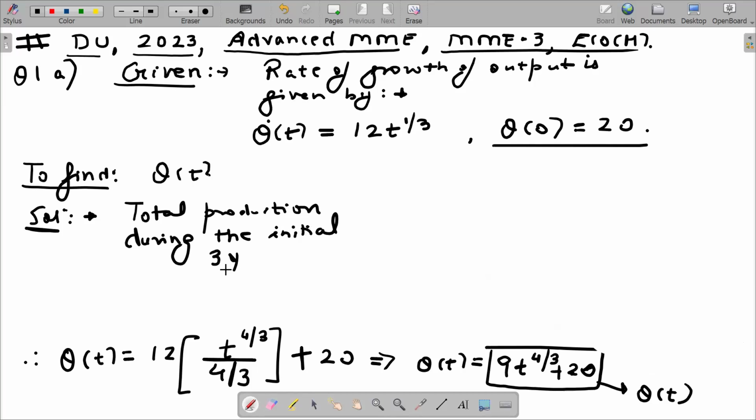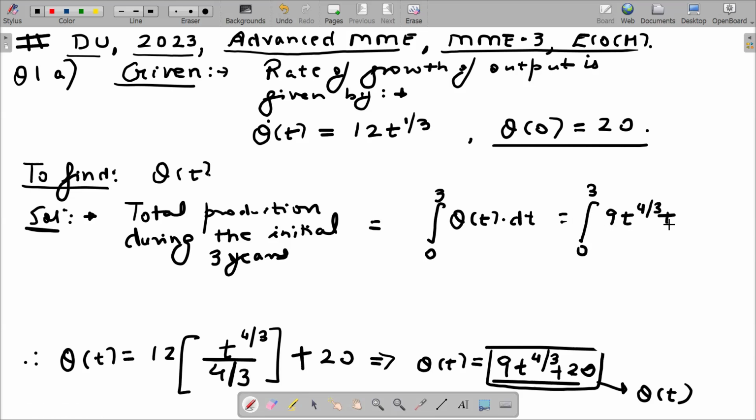Total production during the initial 3 years is going to be the integral from 0 to 3. What do I integrate? Q dt. So integral from 0 to 3. What is Q? We just found that Q of t is 9 t to the power 4/3 plus 20. And I'm going to integrate this with respect to t. Let me correct myself. I'm going to integrate q dot t because that is my rate of growth of output.